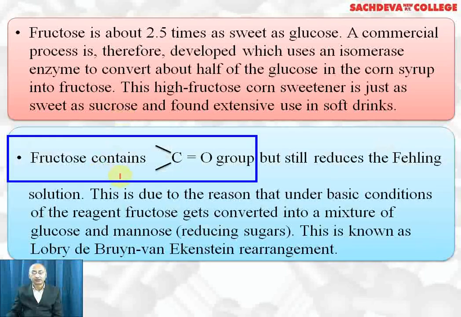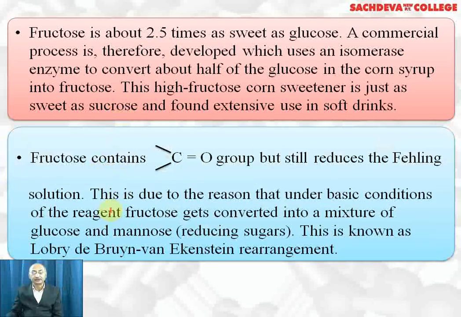Fructose contains a keto group, but still it reduces Fehling's solution because under basic conditions fructose undergoes rearrangement and forms glucose and mannose, which are reducing sugars. This rearrangement is called the Lobry de Bruyn-van Ekenstein rearrangement.